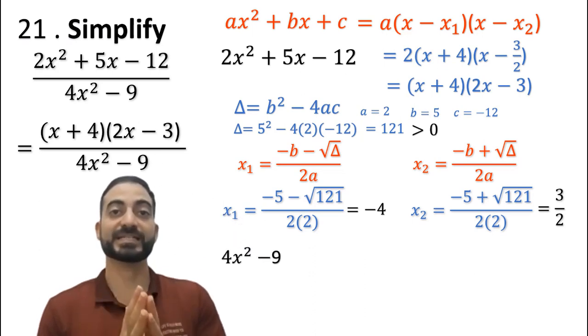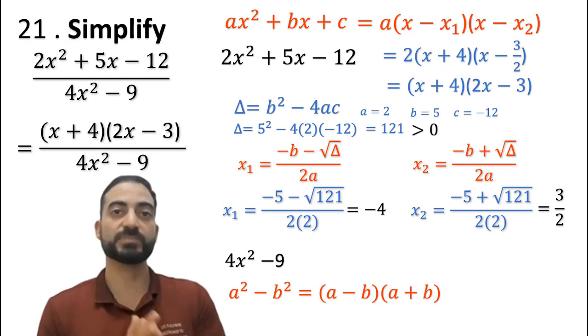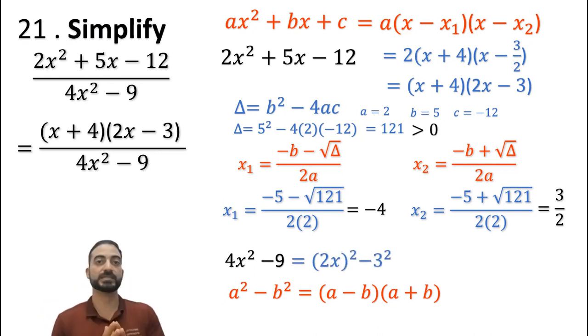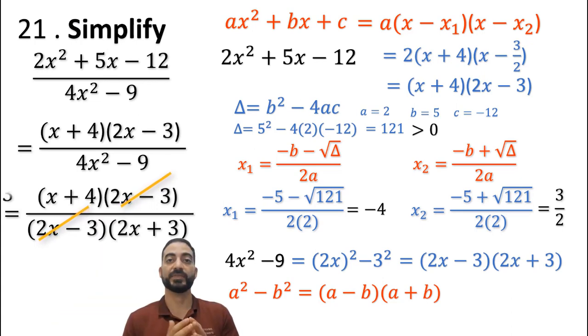As we notice, it is similar to a² minus b², which is (a − b)(a + b). In this way, we have transformed it into factorized form. Now we can simplify. As we observe, we have 2x − 3 in the numerator and denominator, so we can cross them out, and thus we have obtained the final answer.